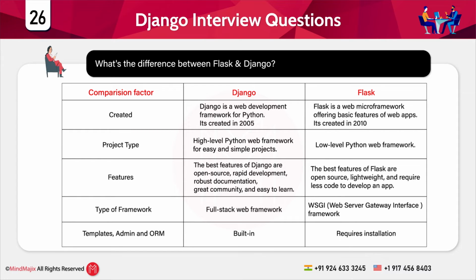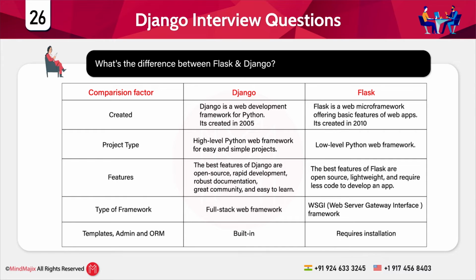If you talk about the first point, which is the creation, Django is a web development framework for Python, and it was created in 2005. And Flask is a web micro framework offering basic features of web applications, and it was created in the year 2010. So Django is much older and Flask is a bit newer. If you talk about the project type, Django is a high-level Python web framework for easy and simple projects, whereas Flask is a low-level Python web framework.